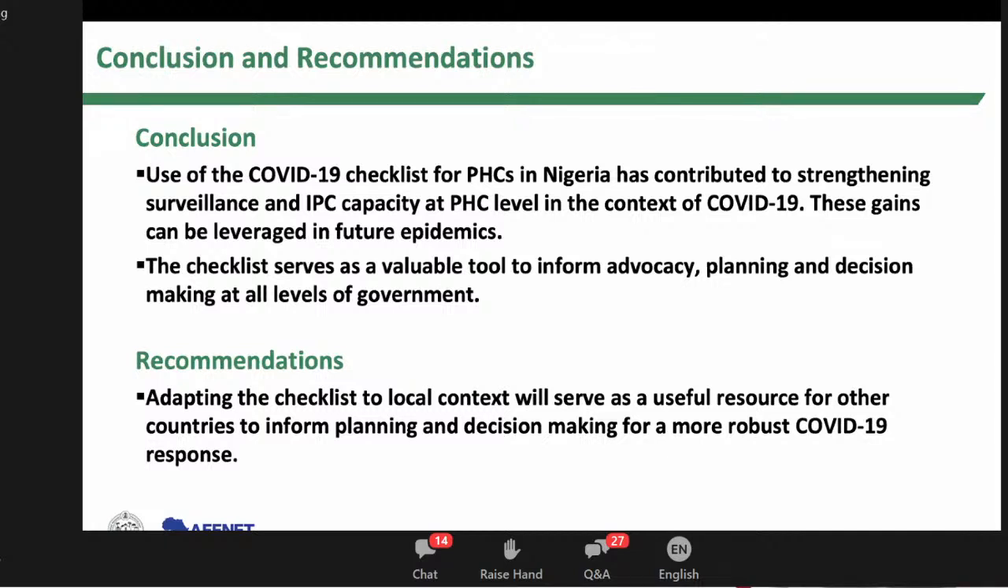Now, in conclusion, the use of COVID-19 checklists at PHCs in Nigeria has contributed to strengthening the surveillance and IPC capacity at PHC level. In the context of COVID-19, these gains can be leveraged in future epidemics. The checklist serves as a valuable tool to inform advocacy, planning, and decision-making at all levels. Our recommendation is adaptation of this checklist to local contexts; it serves as a useful resource for other countries to inform planning and decision-making for a more robust COVID-19 response.